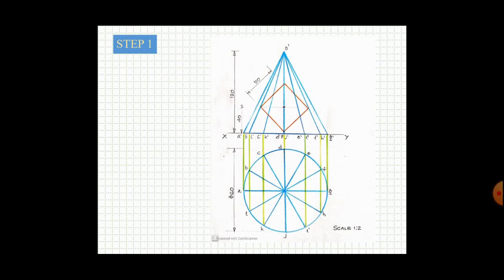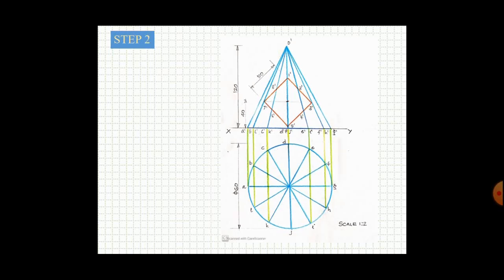Now you have to drill a hole. So along the axis, you take a distance of 40 mm from the base. Considering it as the center, you draw a square as shown, which is equally inclined to the XY line, equally inclined to HP.